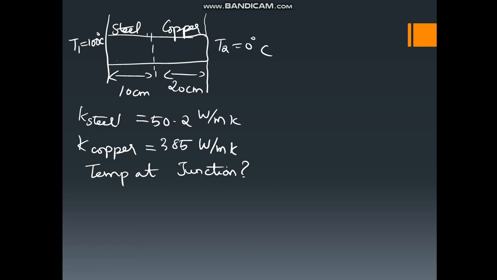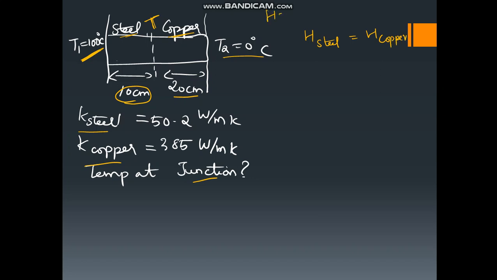See here, one rod is made of steel and the other end is made of copper. The temperature at this end is 100 degrees Celsius, and the temperature at the other end is 0 degrees Celsius. The steel rod length is 10 centimeter, and the copper rod length is 20 centimeter. The thermal conductivities of steel and copper are given. They are asking for the temperature at the junction. Let the temperature at the junction be T. So H of steel is equal to H of copper. In this way you want to substitute.